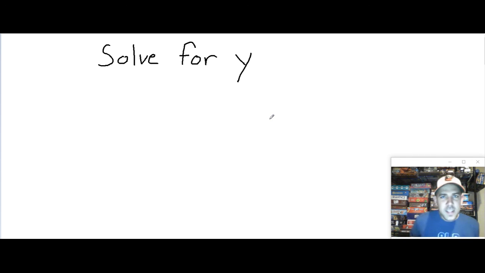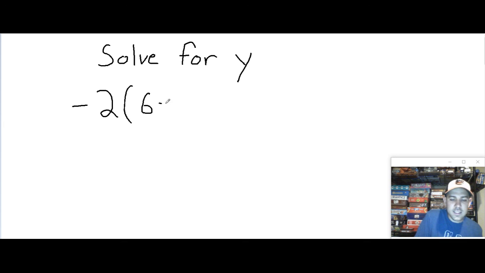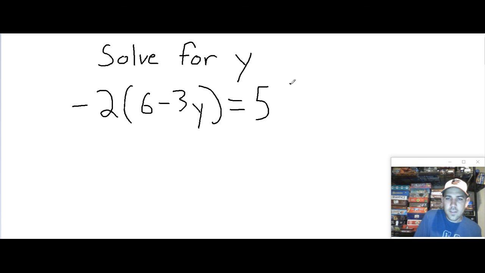Hey class, it's Mr. Bigsby with a hat, and I'm here to give you a challenge question. Everyone's been saying that they want a little bit harder problems, so let's see if you can solve this one. Negative 2 times 6 minus 3y equals 5 times 2y minus 7. See if you can solve for y.